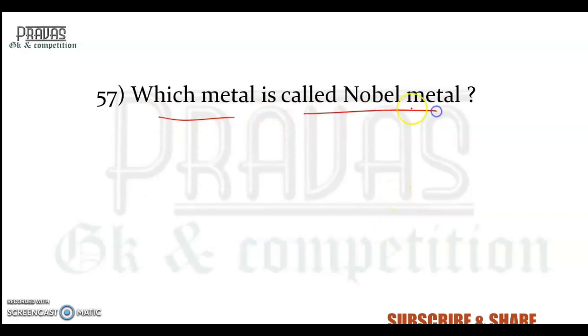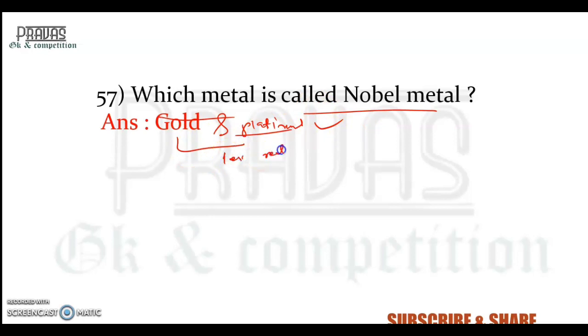Which metal is called noble metal? And the answer is gold and platinum. Gold and platinum are called noble metals because they have very low reactivity, because they do not react with other metals, so they are called noble metals.